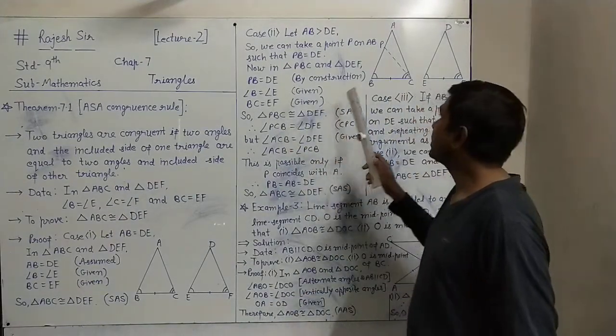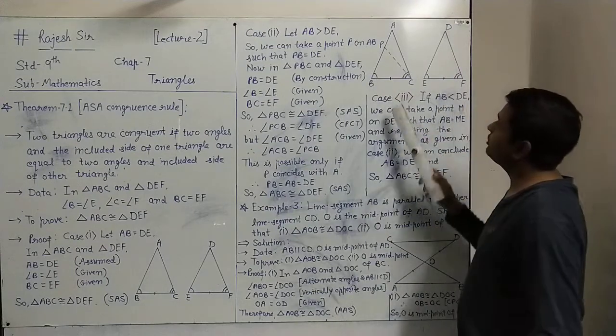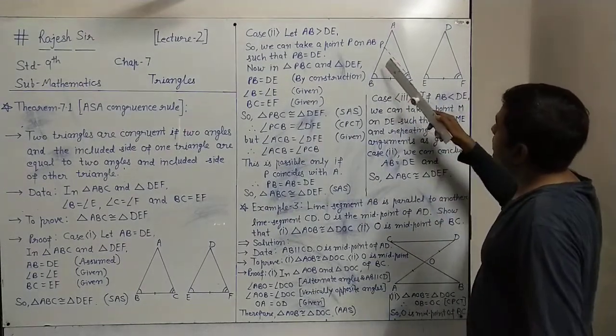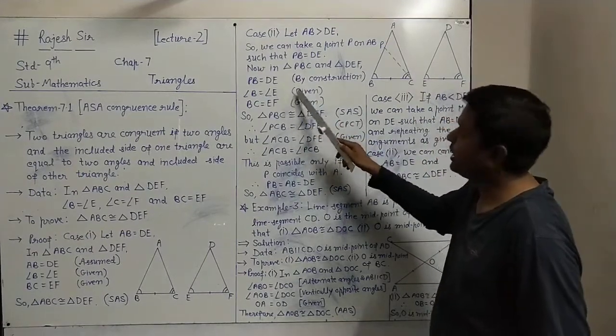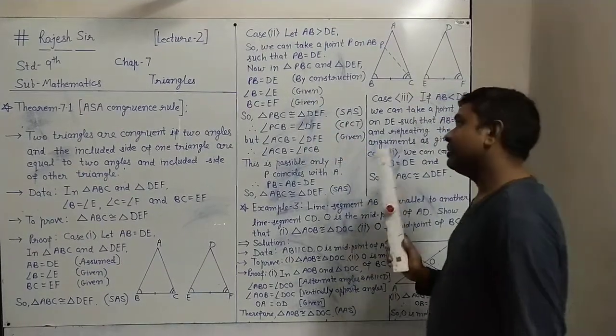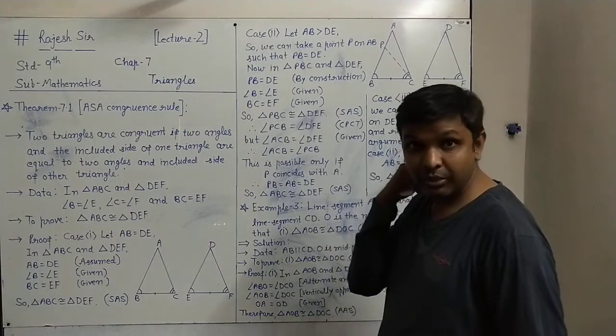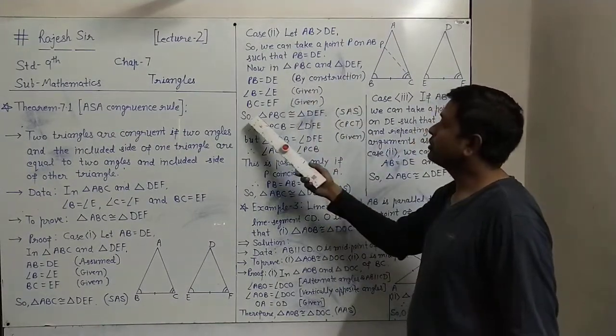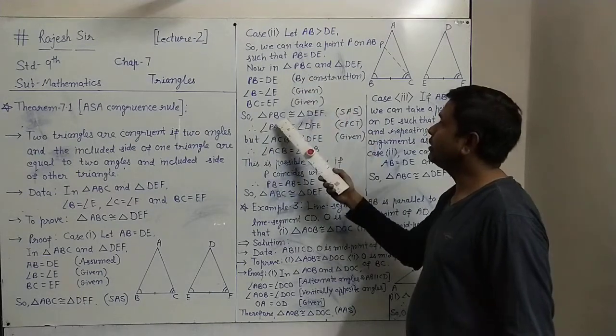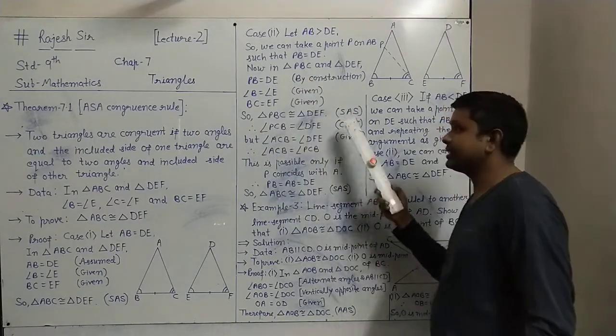These two are given. So in these two triangles again, what do we have? Side PB, angle, side; side, angle, side. So by the SAS congruence rule, we can show these two triangles are also congruent. So triangle PBC is congruent to triangle DEF by SAS.